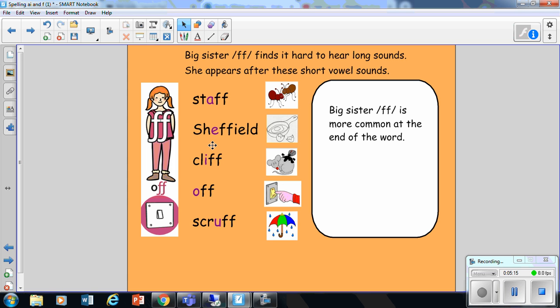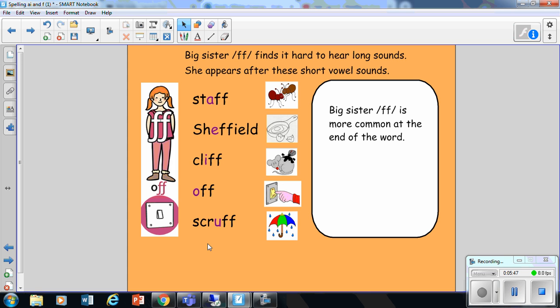Then we've got Sheffield. It's a place up in the north of England, and it's the vowel E, and you find her there. You've got the word cliff with the letter I, and she's there with that word as well. And you've got the word off with the vowel O, and then you've got the word scruff with a vowel U. Okay, so these are very short sounds. If I say the word, can you see that the word's very short and the vowels are not long?